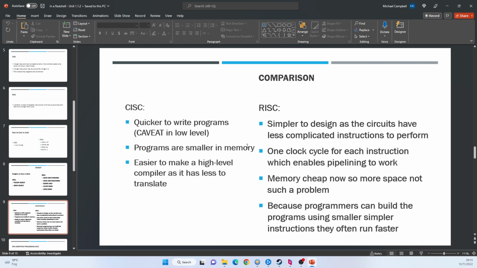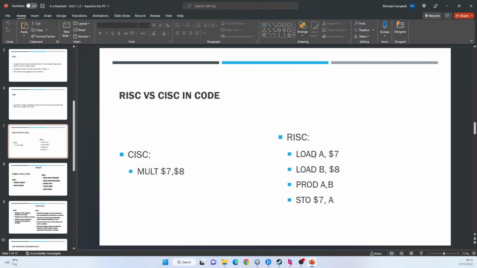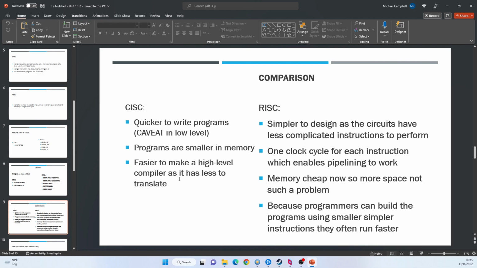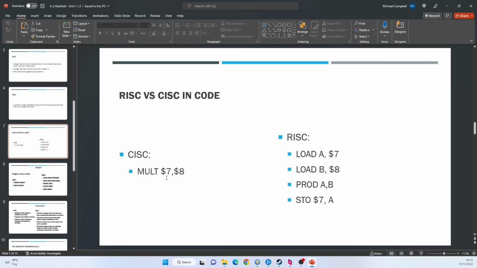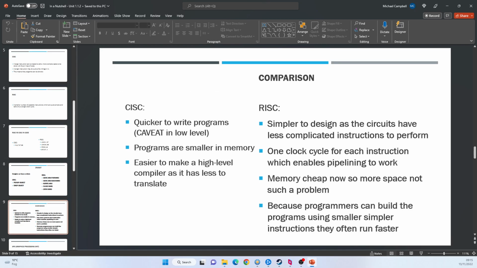The programs are smaller in memory because, obviously, when you load the program into RAM, it's only going to take that much. That's going to take 4 times as much. And it's easier to make a high-level compiler as it has less to translate, because the instructions are just one instruction. When you make a compiler for a high-level language, if you want to multiply two numbers and you've got a CISC computer, all the compiler's got to do is make that command. Whereas it's got to do these 4 commands with RISC. So the compiler is more difficult to make because it has to do more things.